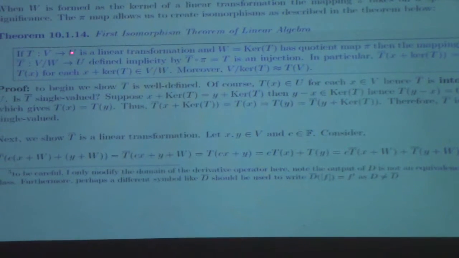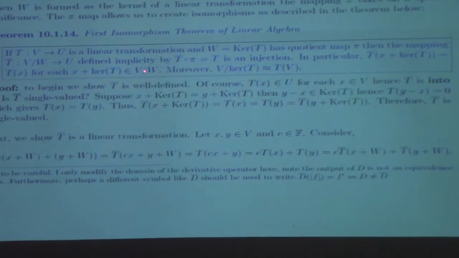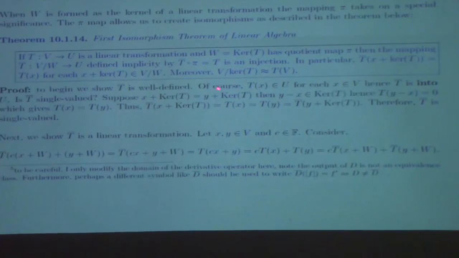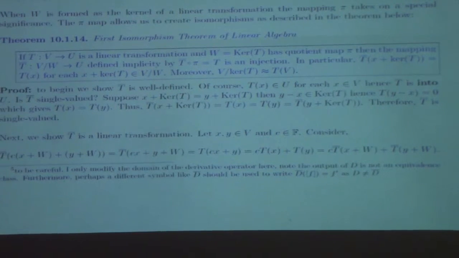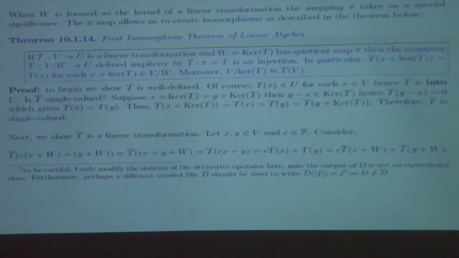This mapping is implicitly defined as follows: T bar composed with pi is equal to T. That defines an injection. In particular, the formula is: T bar of x plus kernel is equal to T of x, for each x plus kernel in the quotient by the kernel. Furthermore, the quotient space of V by the kernel of T is isomorphic to T of V. This little furthermore bit, this little moreover bit, is what we often use. When we use the first isomorphism theorem, often we find ourselves using this last little bit. It's very useful. I'll show you today.